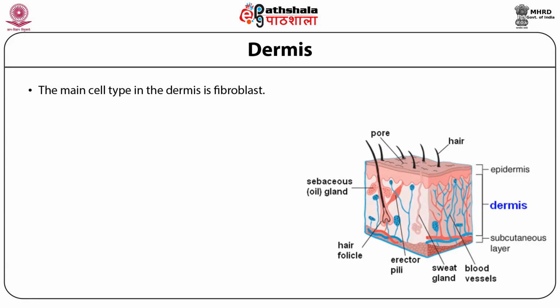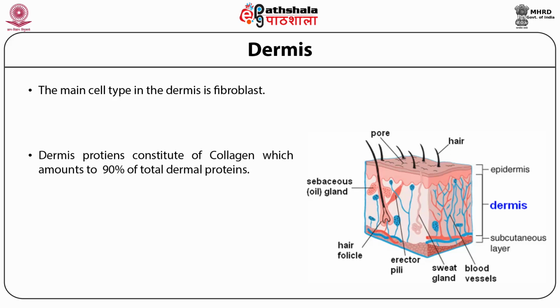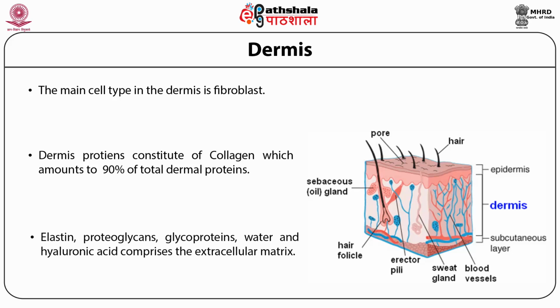The primary cell type in the dermis is referred to as the fibroblast. The dermis protein primarily constitutes collagen, which is 90% of the total dermal proteins. It also has elastin, proteoglycans, glycoproteins, water, and hyaluronic acid, which primarily comprise the extracellular matrix.